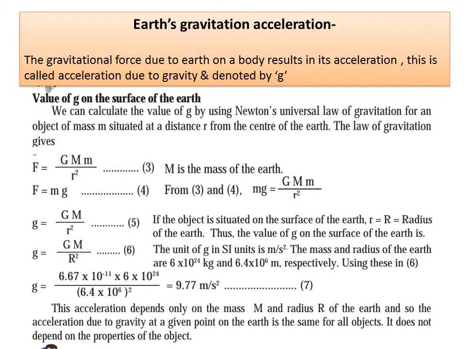As we know, the mass and radius of the earth are 6 into 10 raised to 24 kg and 6.4 into 10 raised to 6 meter respectively. So if we put values in equation number 6, we get the value of g equal to 9.77 meter per second squared, which is approximately equal to 9.8 meter per second squared. The acceleration depends only on the mass and radius of the earth. So the acceleration due to gravity at any point on the earth is the same for all objects. It does not depend on the properties of the object.